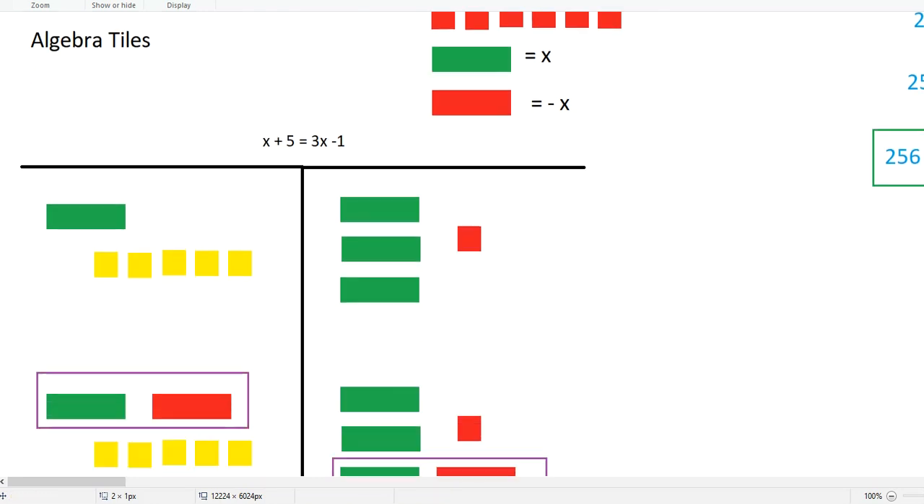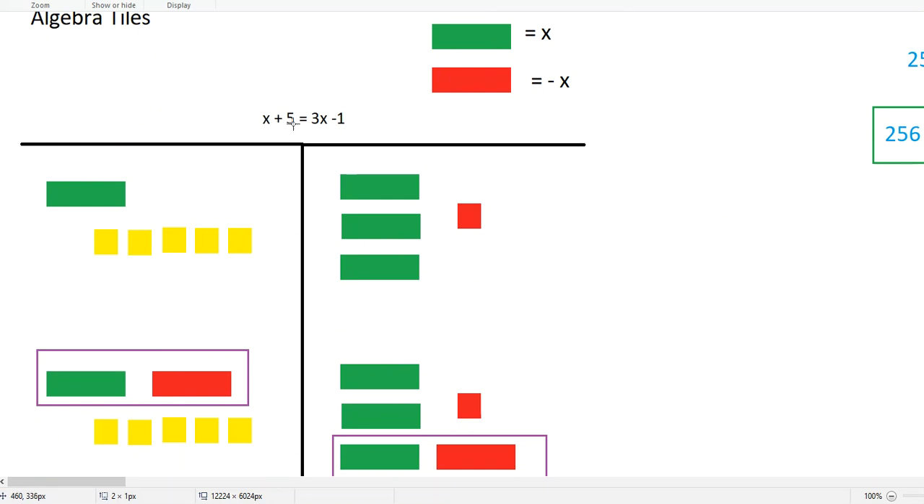So let's go on down here. We have our x plus 5 equals 3x minus 1. This is our setup. Here's our x: we just have a single x plus 5 single units right here. Here we have 3x, so we have 3 of these green bars and 1 negative unit.